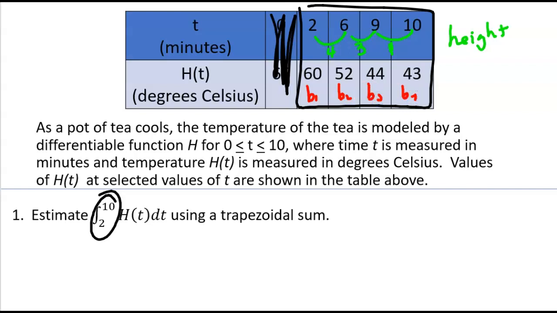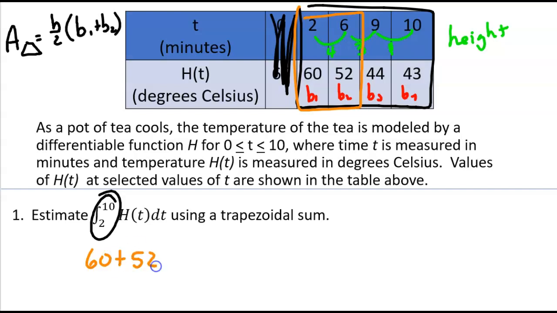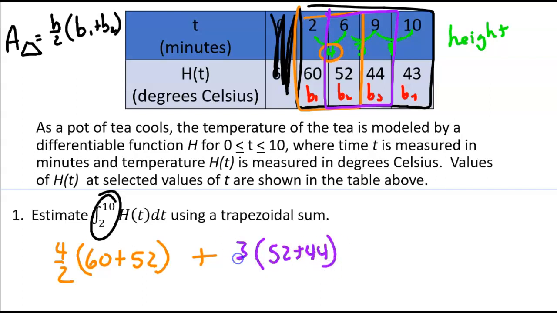Now, the way that you find the area of a trapezoid is the height over 2 times the sum of the bases. So for instance, here will be my first trapezoid. My first two bases are 60 and 52. And then I'm going to take the height and divide that by 2. And that's the first area. Then the next one will be the next two. These guys. So for that one, my bases are 52 and 44. The height is 3, so we divide that by 2. And then finally, we have the last set of two here, 44 and 43. My height of that one is 1.